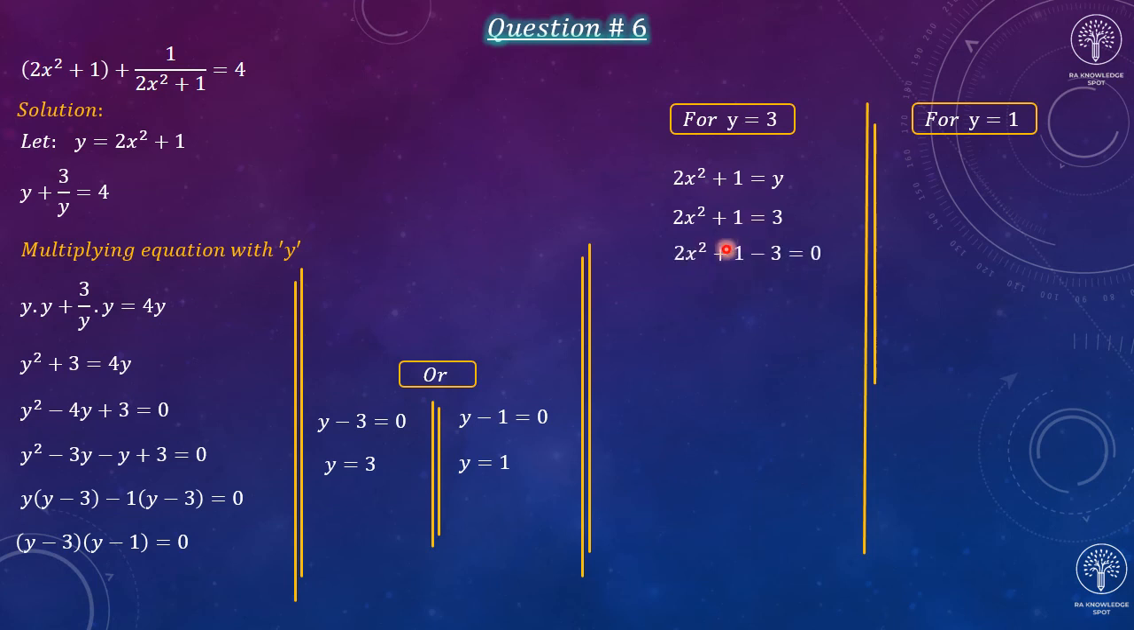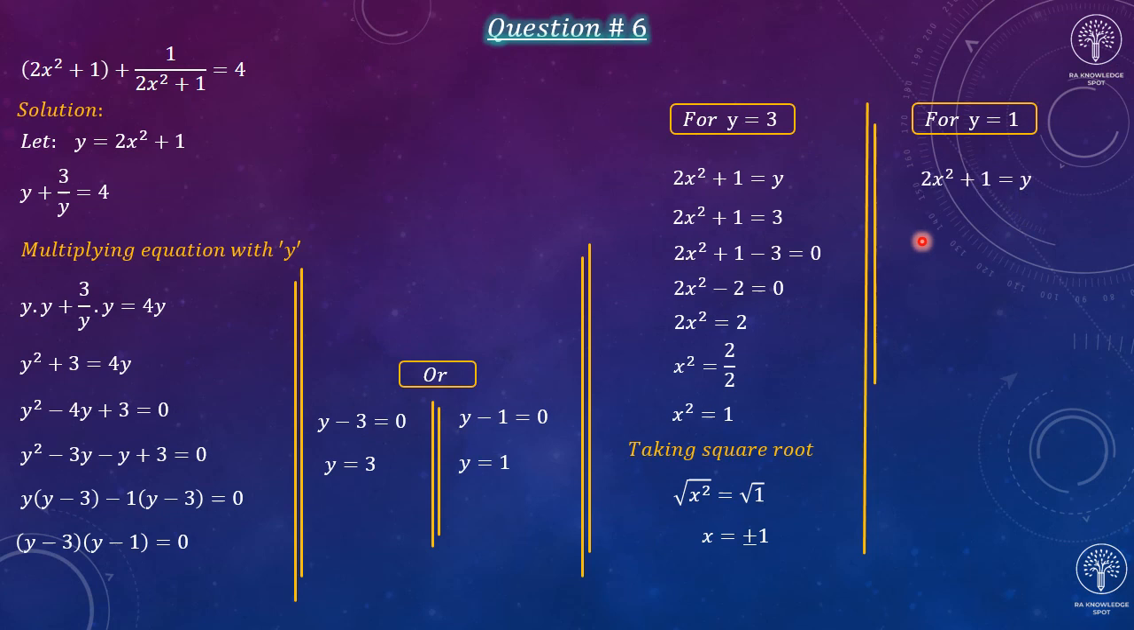Now moving the things, you can take 1 to the other side or 3 to this side, no problem. Then 3 minus 1, that is 2. 2 is multiplying, on the other side it will be divided, cancellation, you will get 1. Taking square root of this, you are getting once again your answer, that is positive and negative 1. Now for this process, again the same equation, putting the value y is equal to 1.